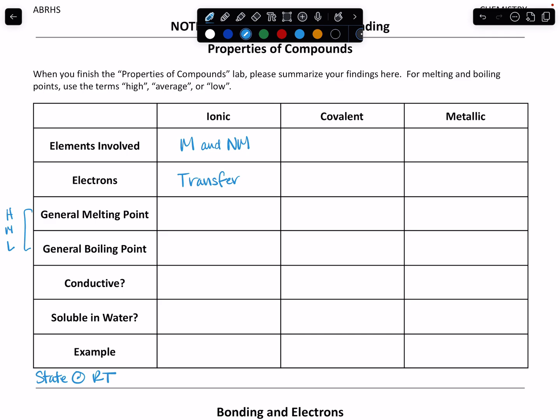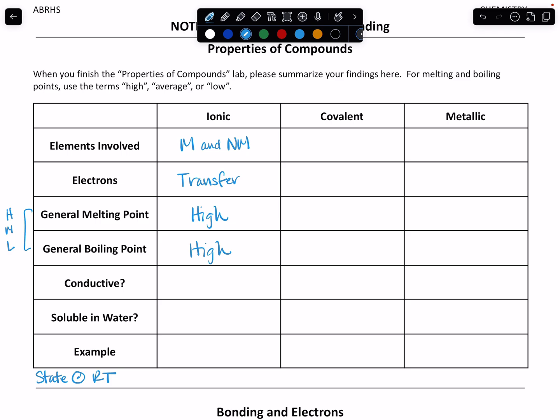Melting and boiling points for ionic compounds tend to be high. That ionic bond is very strong. It's very difficult to disrupt. So if you want it to change state, either from a solid to a liquid or a liquid to a gas, you're going to have to put in a lot of energy to make that happen, which means that you're going to have very high temperatures.